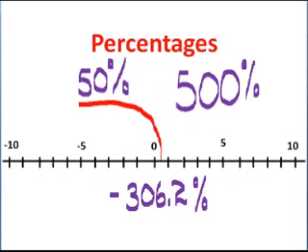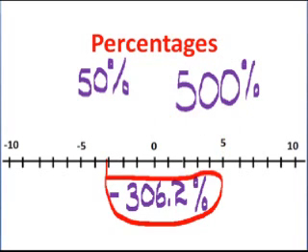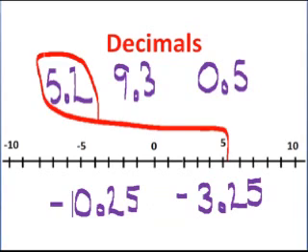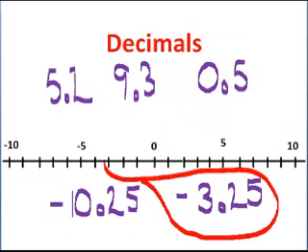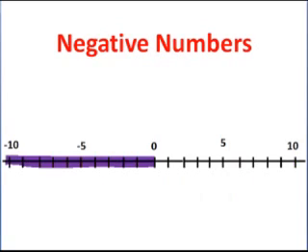Percentages fit on the number line, and so about 500% falls exactly at 5, and -306.2% would fall about there on the number line. Decimals fall on the number line. 5.2 falls about there, and 9.3 falls about there, and 0.5 falls about right there, and -10.25 and -3.25 fall there respectively.